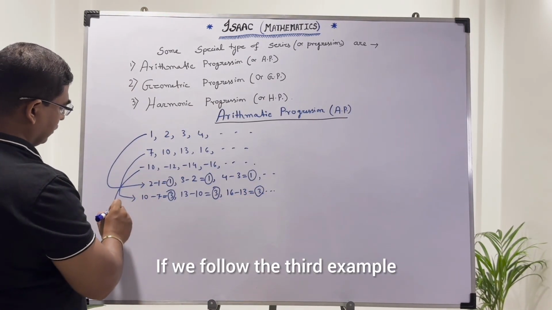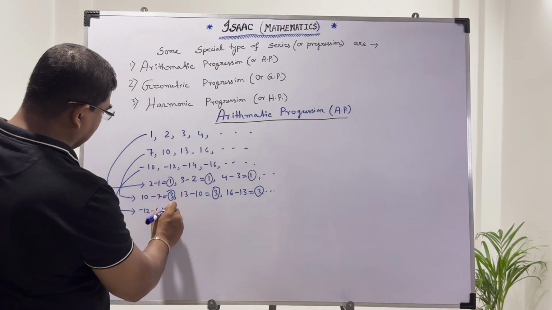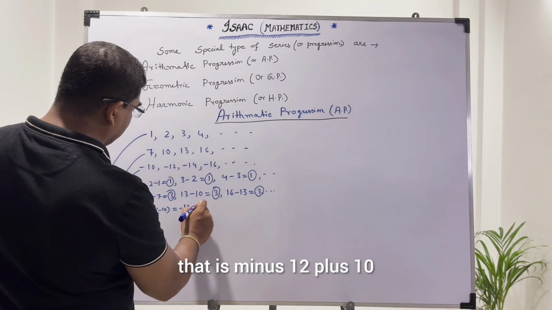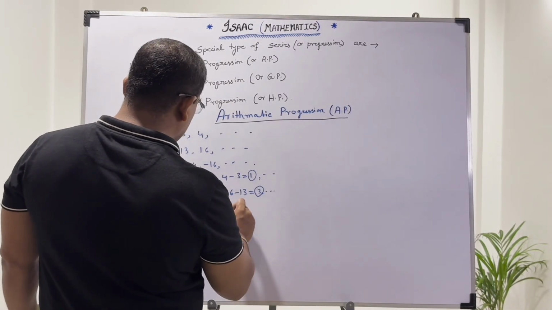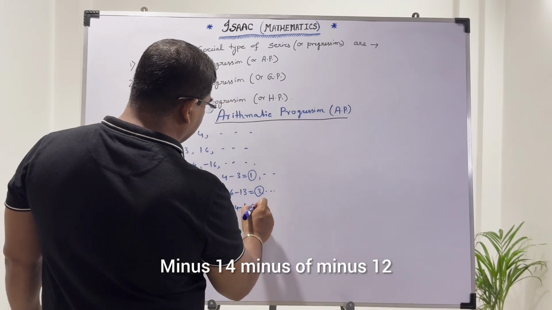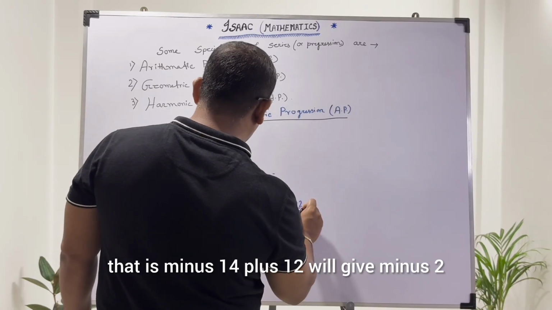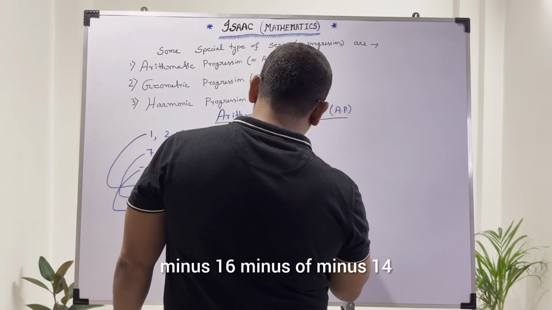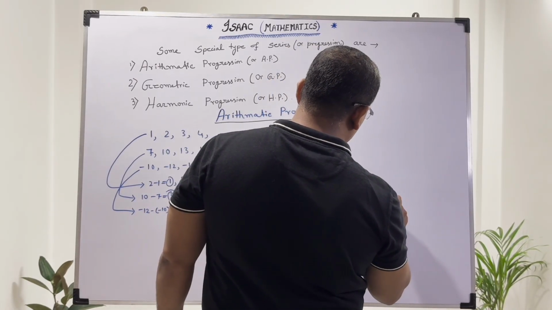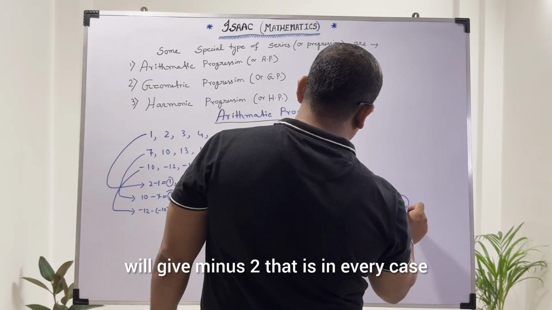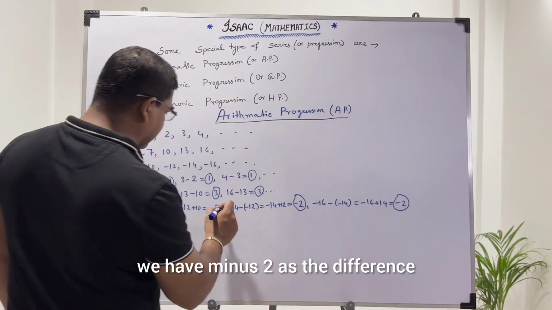If we follow the third example, then minus 12 minus of minus 10, that is minus 12 plus 10 will give minus 2. Minus 14 minus of minus 12, that is minus 14 plus 12 will give minus 2. Minus 16 minus of minus 14, that is minus 16 plus 14 will give minus 2. That is, in every case we have minus 2 as the difference.